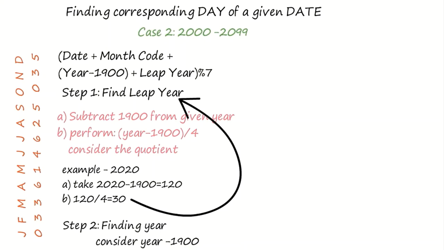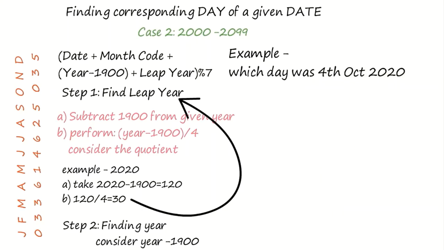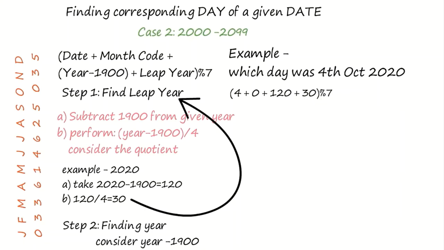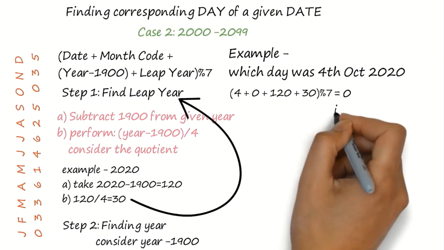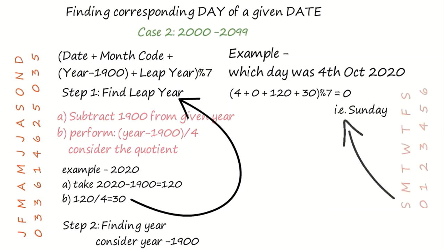Step number 2, year will be 120. So for an example, 4th October 2020 will be 4 plus October month code is 0 plus year is 120 plus leap year 30. Mod 7 will give you 0 remainder. So 0 is the day code for Sunday.